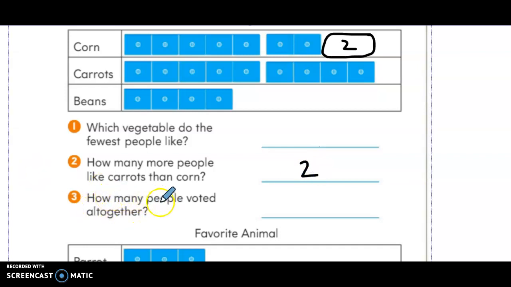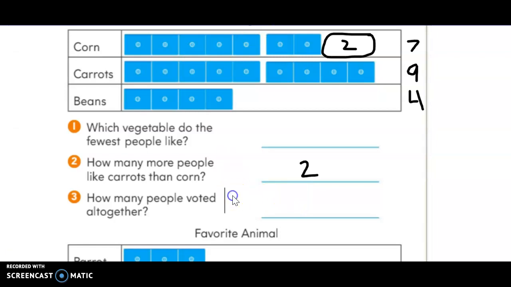Last question, how many people voted all together? Okay, so we have to count up all of the people, and each one of these little dots counts as a person's vote. So you could even count 1, 2, 3, 4, 5, 6, 7. Put that out here. And we know this is 7, 8, 9. And 1, 2, 3, 4. Okay, so your equation would be 7 plus 9 plus 4, and that will give you your answer.